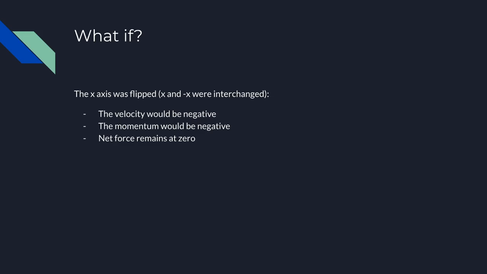And so to answer the what-if question, what if the x-axis was flipped? Then the velocity would be negative because the direction would be negative, and the momentum as a result would also be negative, and the net force would still be 0.